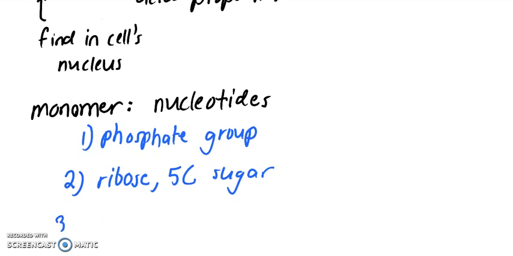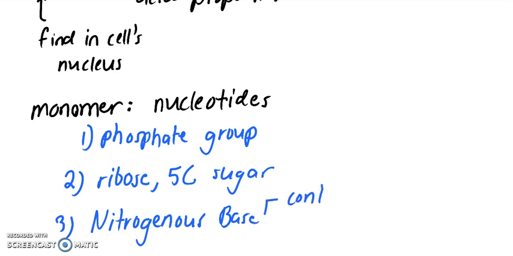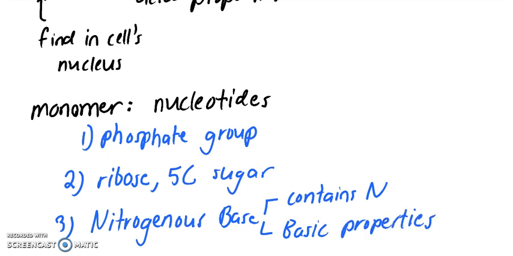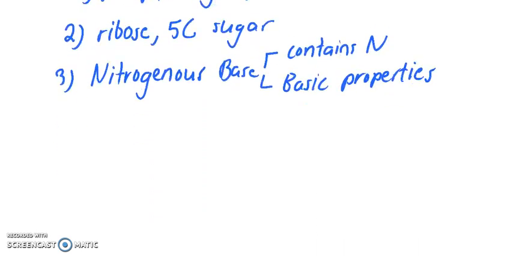The third part is something called a nitrogenous base. And this is a kind of complex structure. Let me write base. We call this a nitrogenous base because it contains nitrogen, so that'd be N on your periodic table. And it also has the properties of a base, so I'll say basic properties. So let me draw one of these nucleotides.